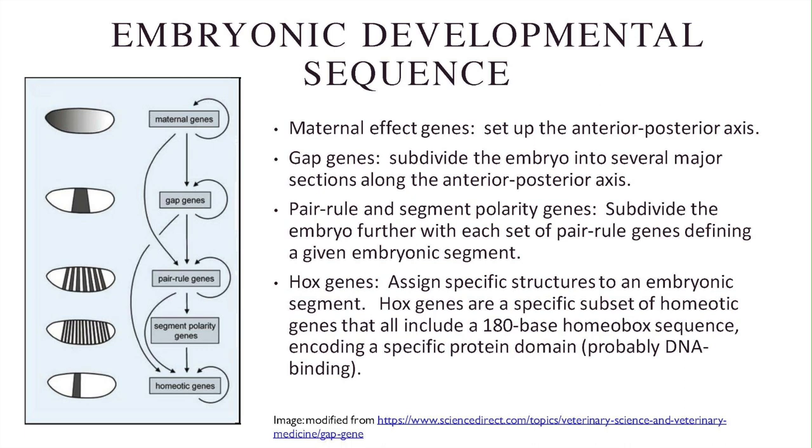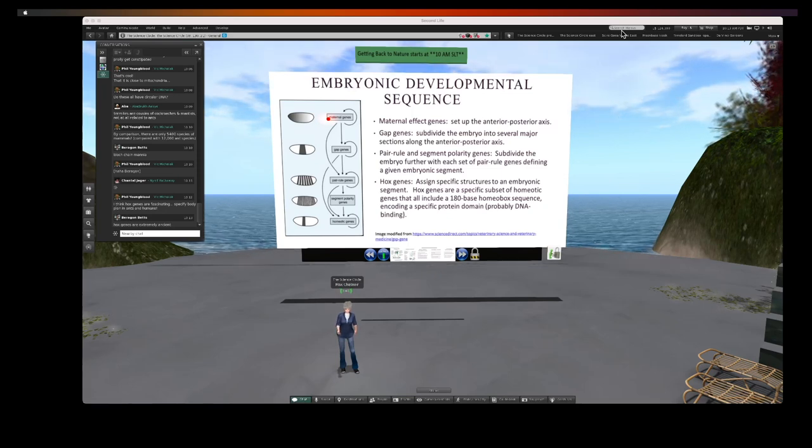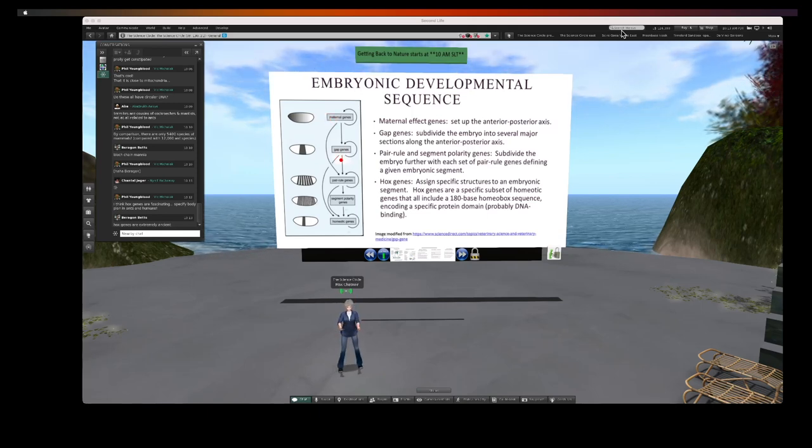So I just want to tell you something about the developmental sequence in insects. You got several sets of genes that act in sequence. First, you have maternal effect genes. And what these do is set up the anterior and posterior axis of the embryo, the front from the back. And then you have a couple of sets of embryonic genes.